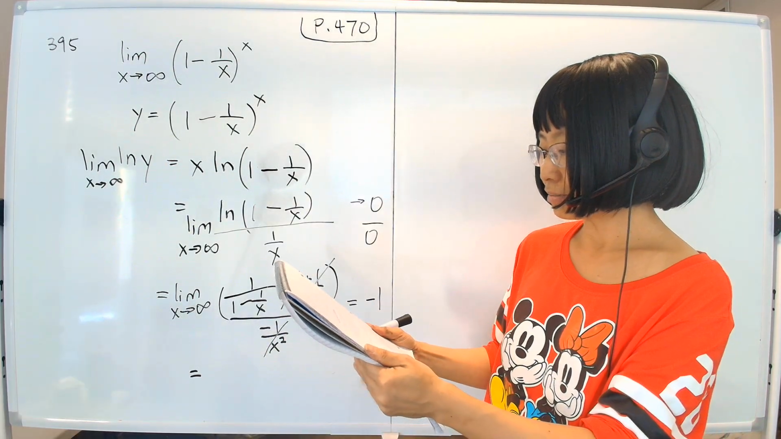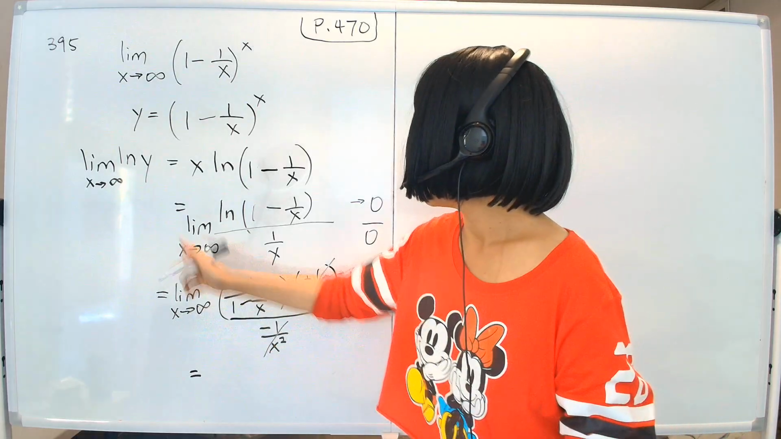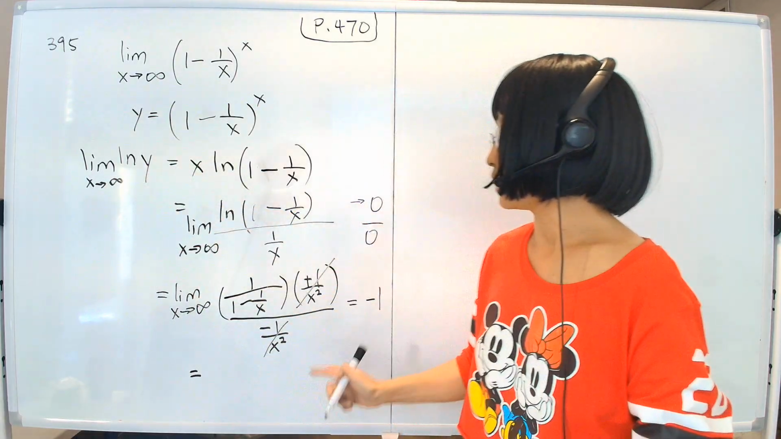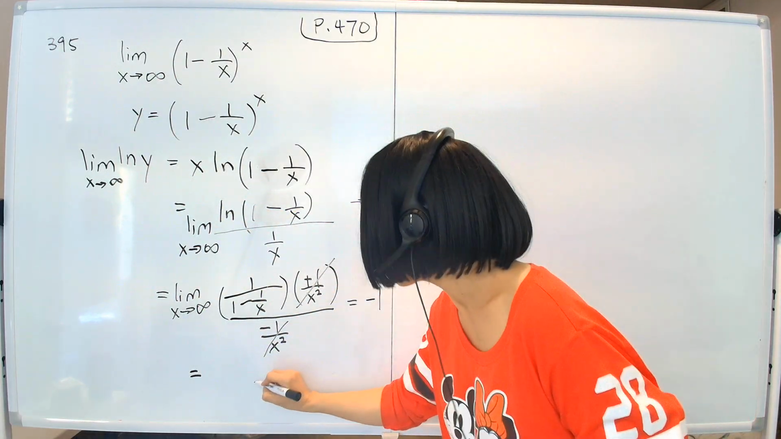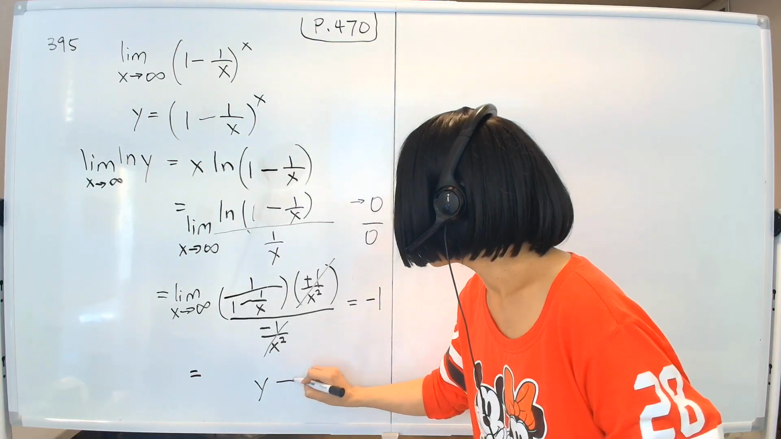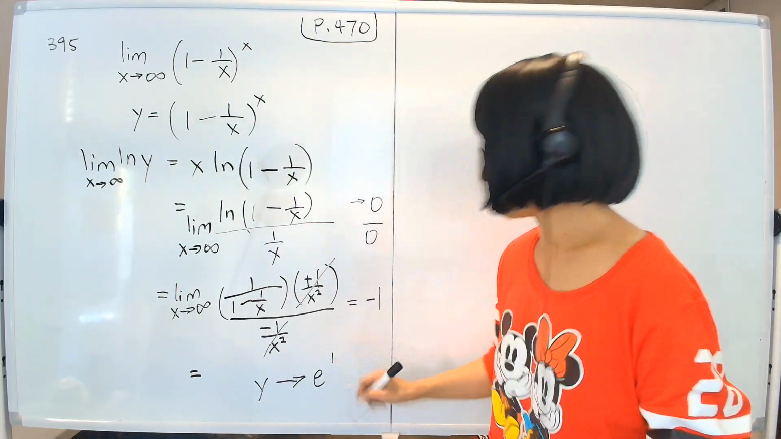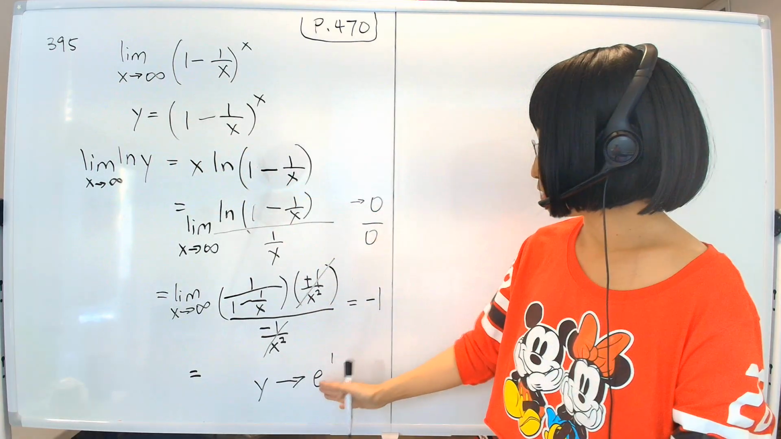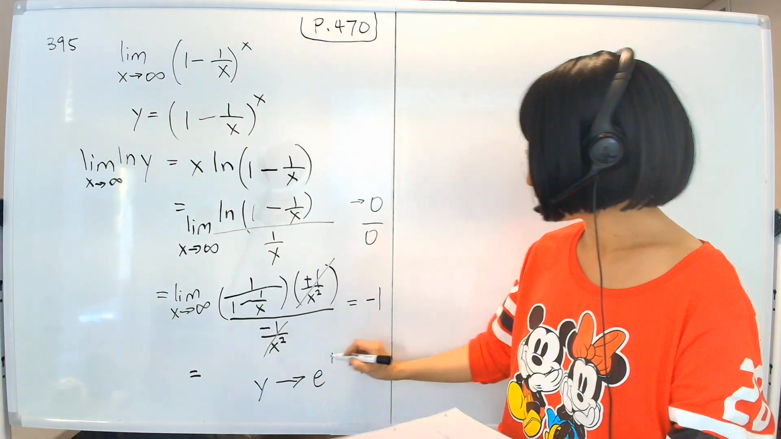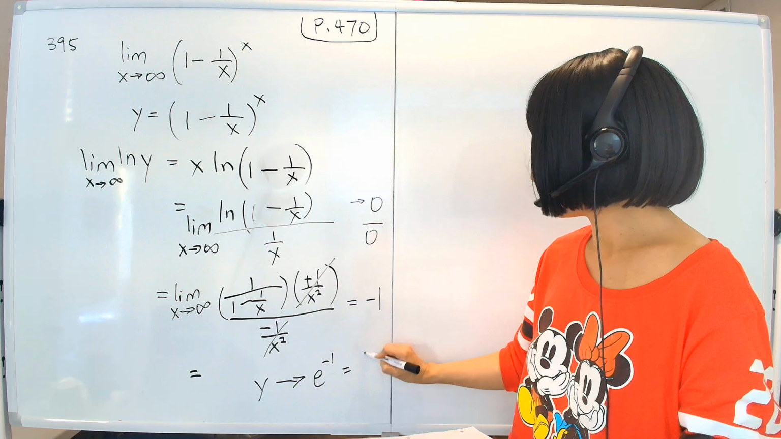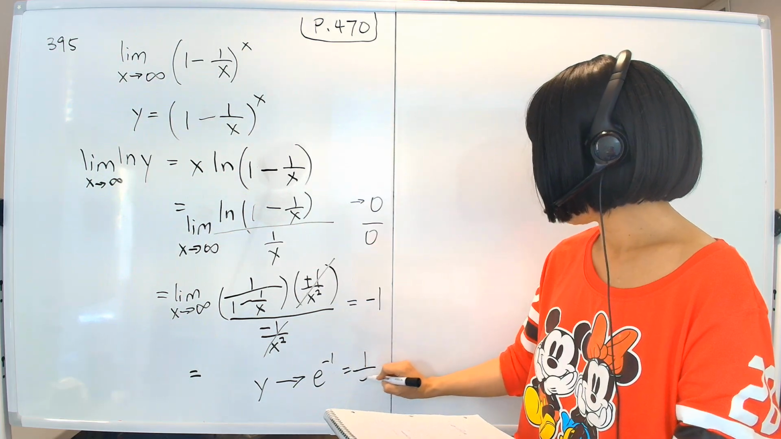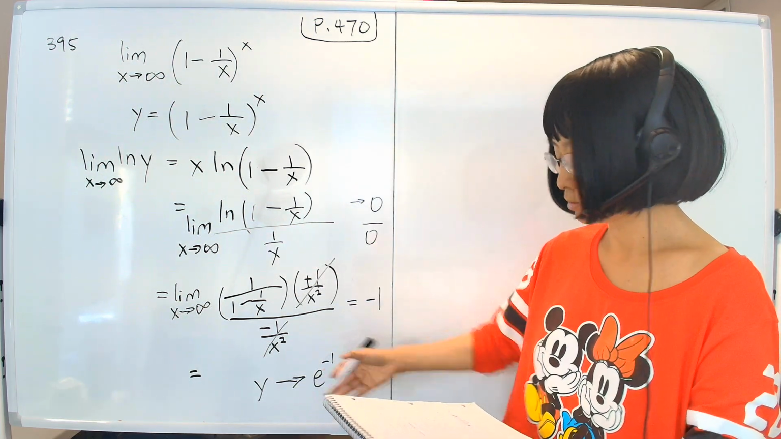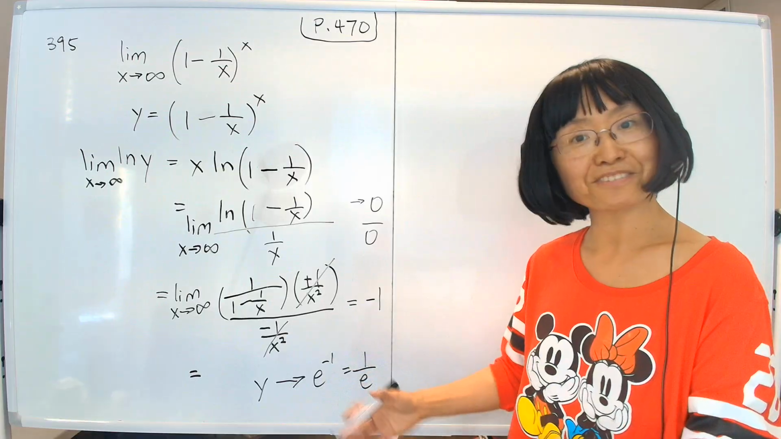So the natural log of y goes to minus 1. That means y goes to e to the power minus 1, to reverse the natural log process that we slapped on before. So this is equal to 1 over e, or e to the power minus 1. That's good enough, and that is the right answer.